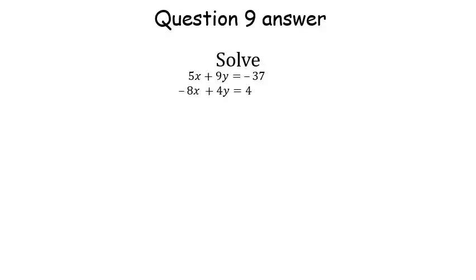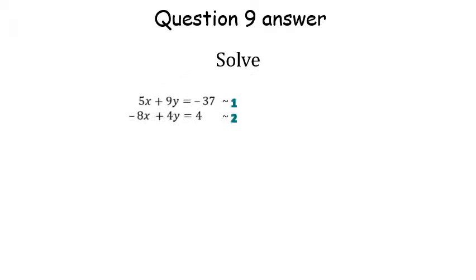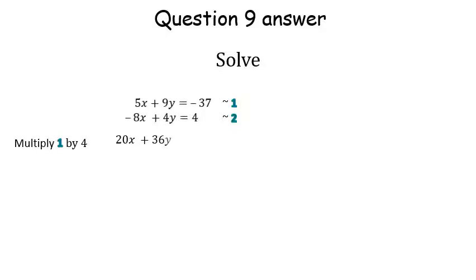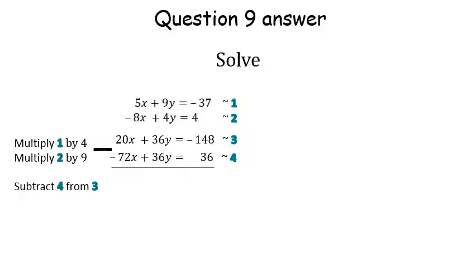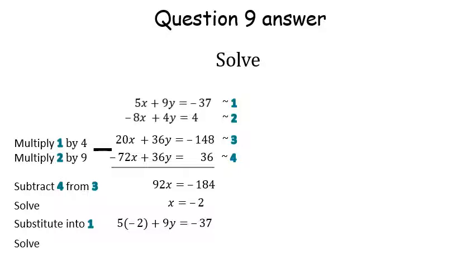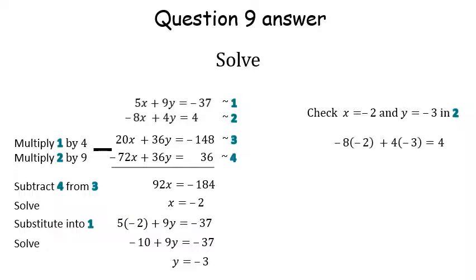Question 9. I've started by naming the equations equation 1 and equation 2. I've multiplied equation 1 by 4 and equation 2 by 9, and then subtracted equation 4 from equation 3, solving to get x equals minus 2. I then substituted x equals minus 2 into the first equation and solved to get y equals minus 3. I needed to check my answers, so put them both into the second equation, and they worked, so x does equal minus 2 and y does equal minus 3.